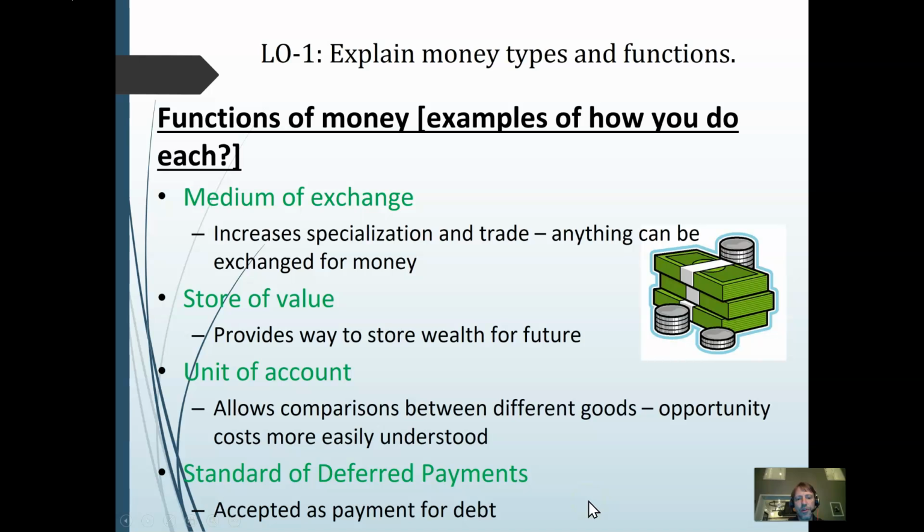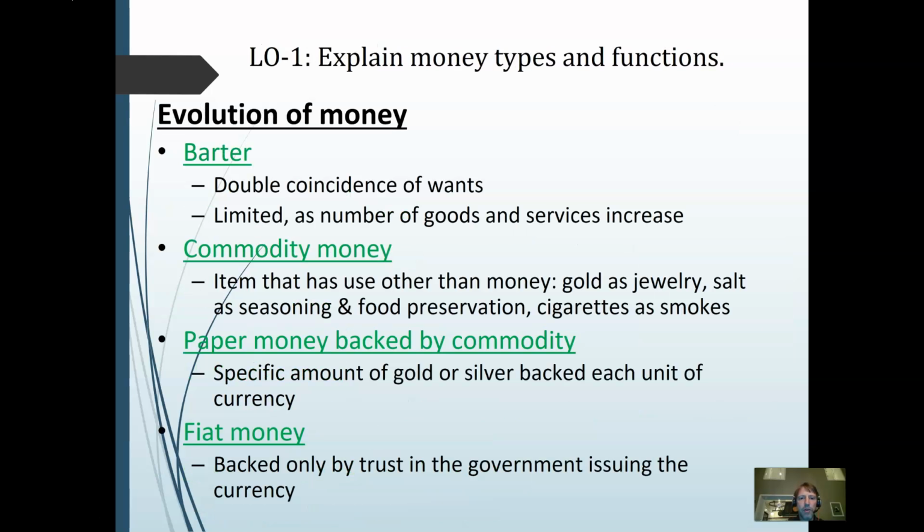And then standard of deferred payments is that idea that I can owe you, or someone can owe me, later, and I agree that they can pay me over time in the increments of the currency that we're talking about here in the US. That's likely US dollars. And so I might be able to buy a home and move in now and agree to pay a certain amount each month to do that.